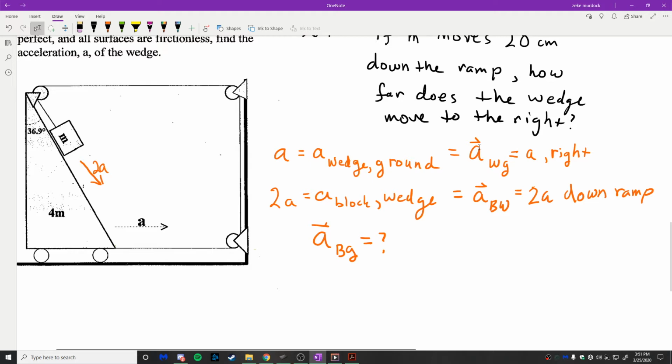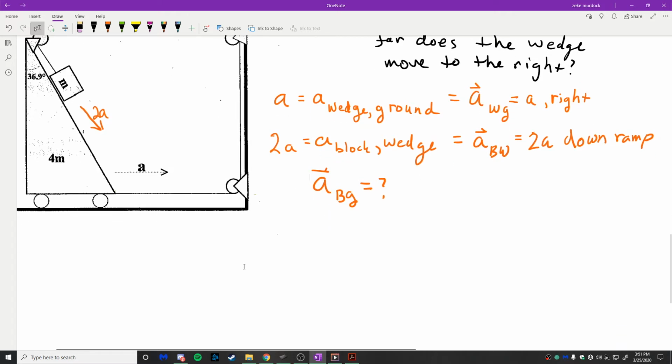Exactly. This one plus this one should be equal to this one. That's related to our relative acceleration equation. So that's the first thing we're going to talk about here. The reality is that block M is not just moving down the ramp. It's also attached to the wedge, right? So block M actually has two accelerations.